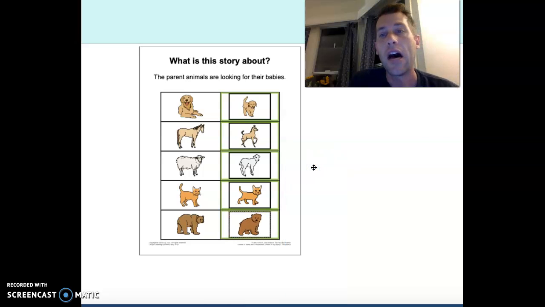Cub. Awesome job on matching the parent and baby animals.